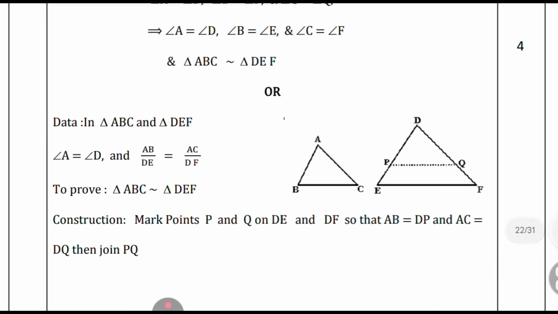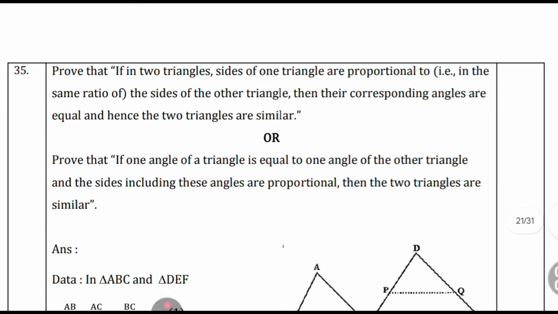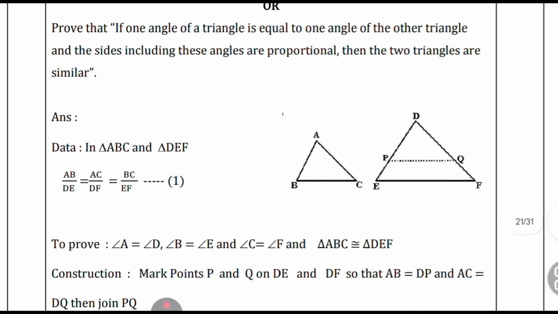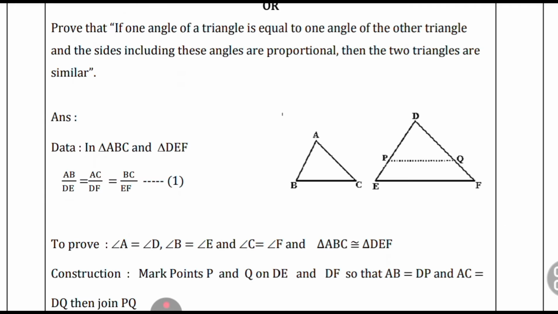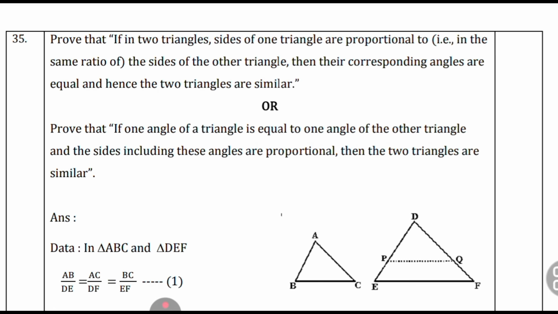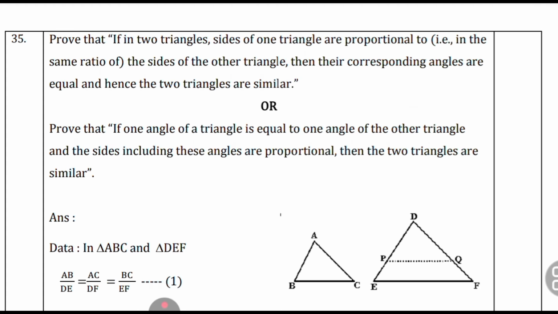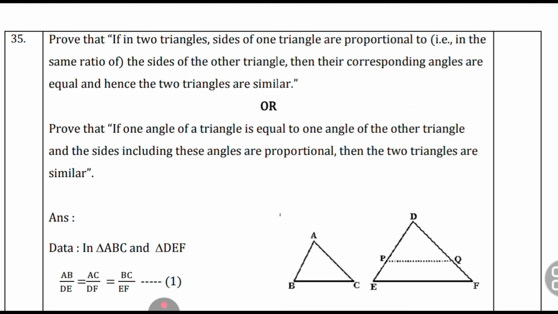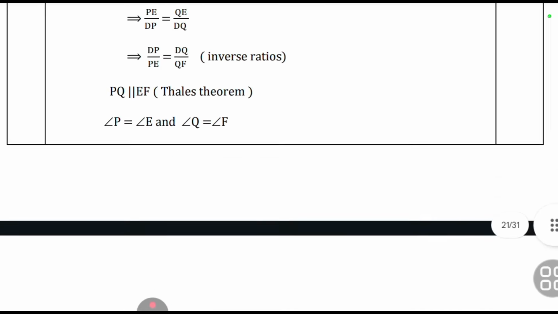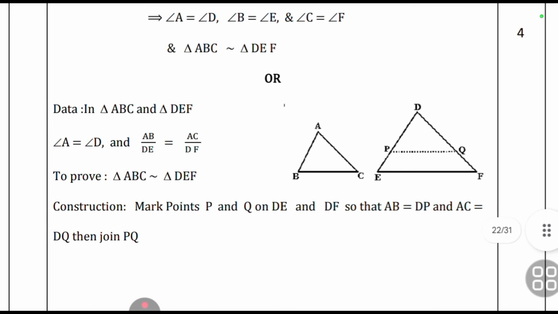And also there is an OR question. You can see here there is OR. Prove that if one triangle, this is from the Pythagoras theorem. 2 triangles are similar. The second question is similar triangles, and the first question is corresponding angles are equal, hence 2 triangles are similar. So there are 2 questions, and for the 2 questions there are different answers here. You can see the OR question will start from here.